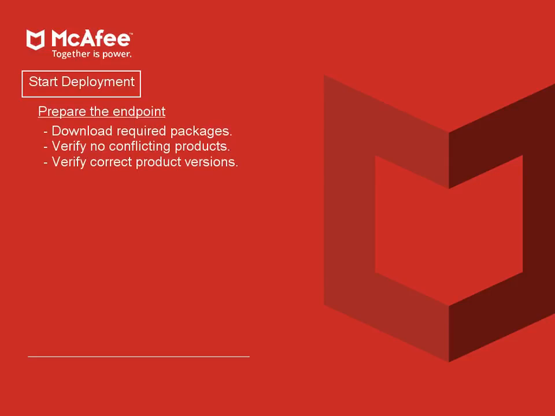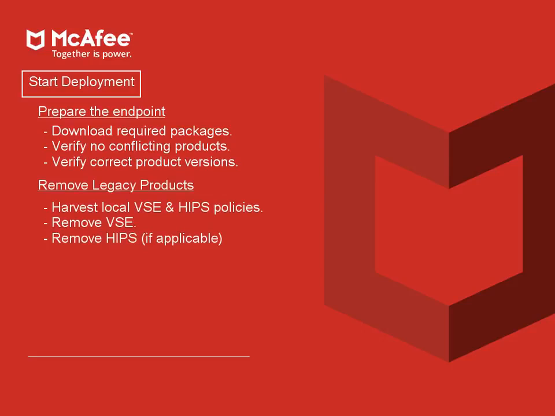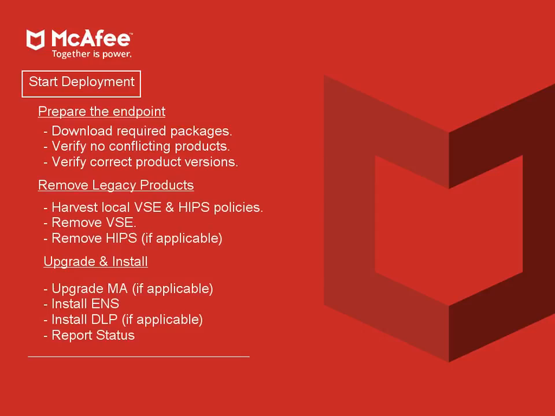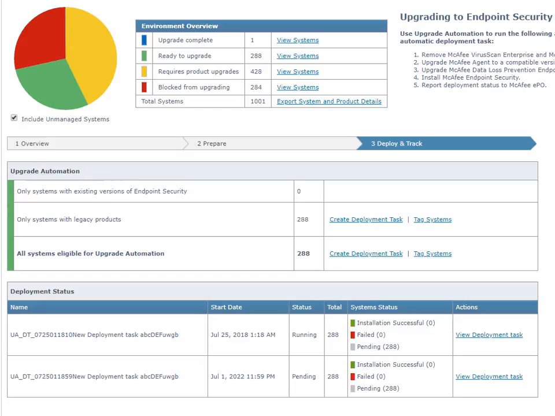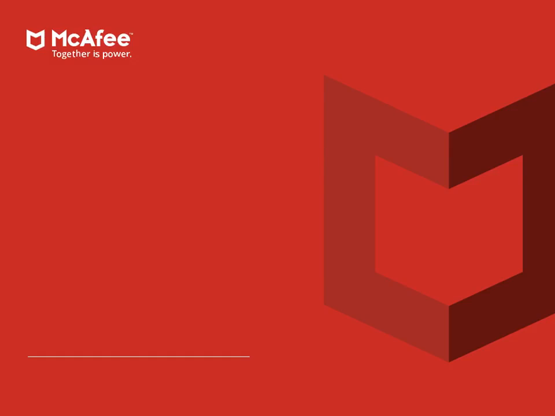The upgrade automation logic will verify that no conflicting products exist on the machine and that the package versions are correct as per the reference configuration. If conflicting products are found, or if the package versions are incorrect, Endpoint Upgrade Automation will terminate the migration to McAfee Endpoint Security. If possible, local VSE and HIPS policies will be migrated. Upgrade Automation will then remove, upgrade or install the required packages. The endpoint migration is now complete and the status will be reported to ePolicy Orchestrator. Finally, the Deploy and Track tab will display the status, and allow you to view the deployment task for each deployment.